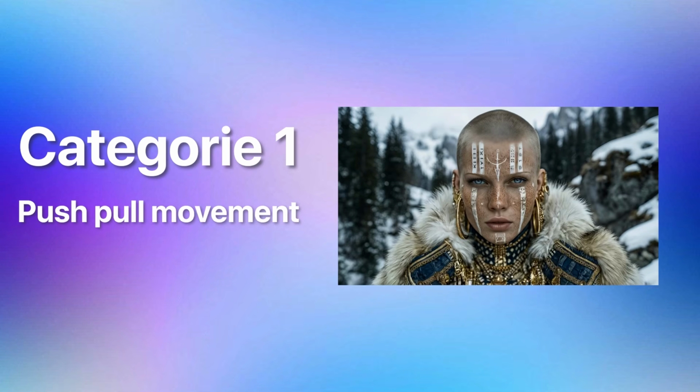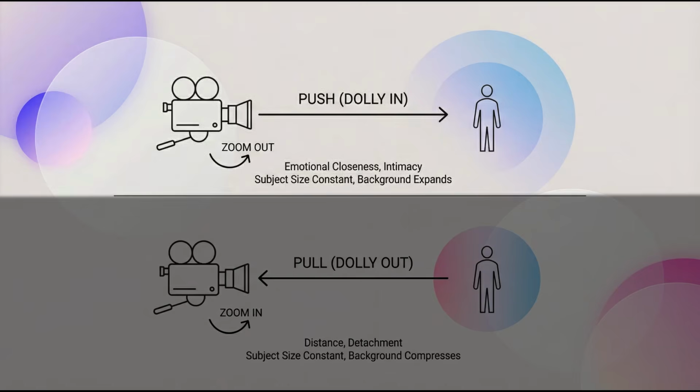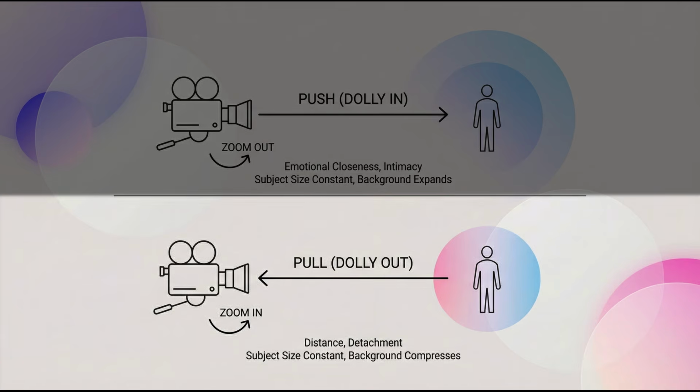Alright, so now let's break down all the 40 movements with examples. Category 1, push-pull movements. The principle here is pretty simple. Moving towards something creates intimacy and intensity. Moving away from it creates distance and reveals the context of the scene.